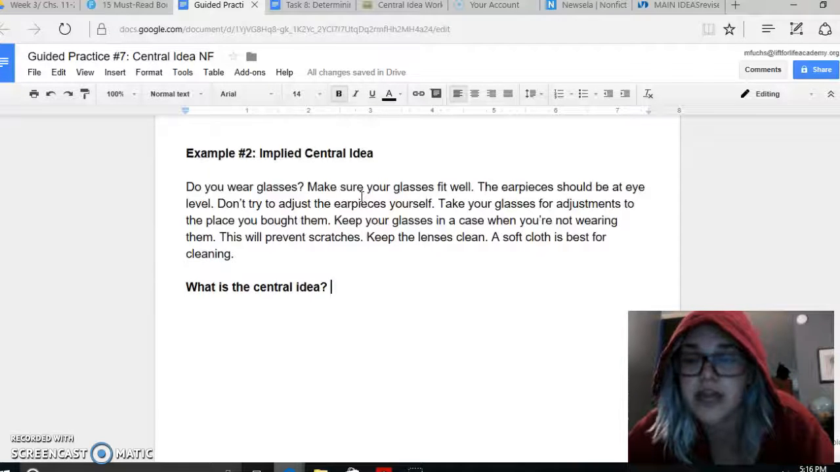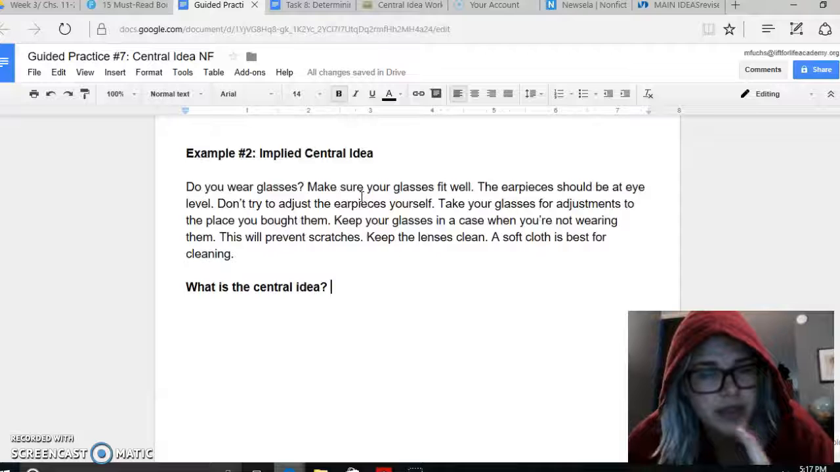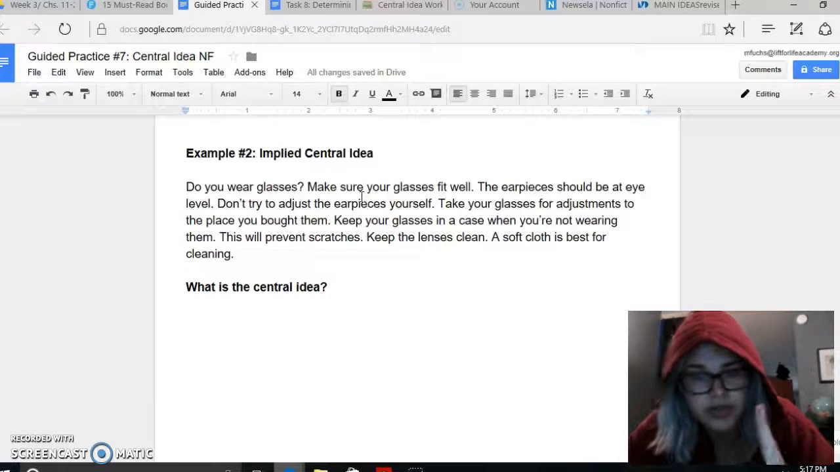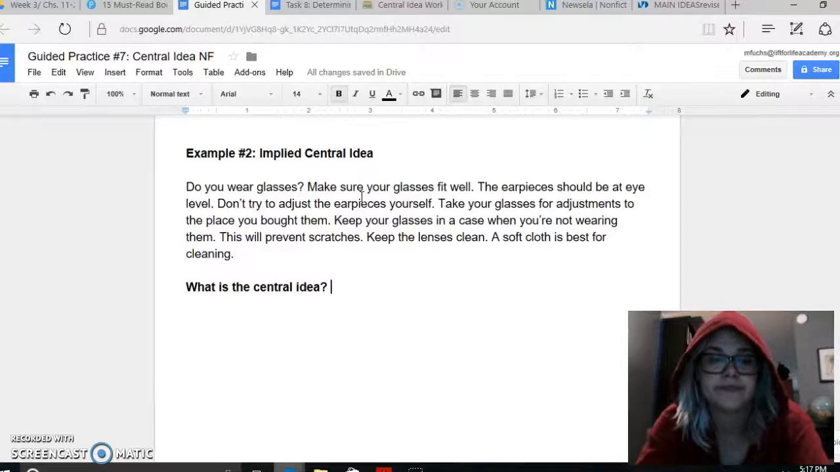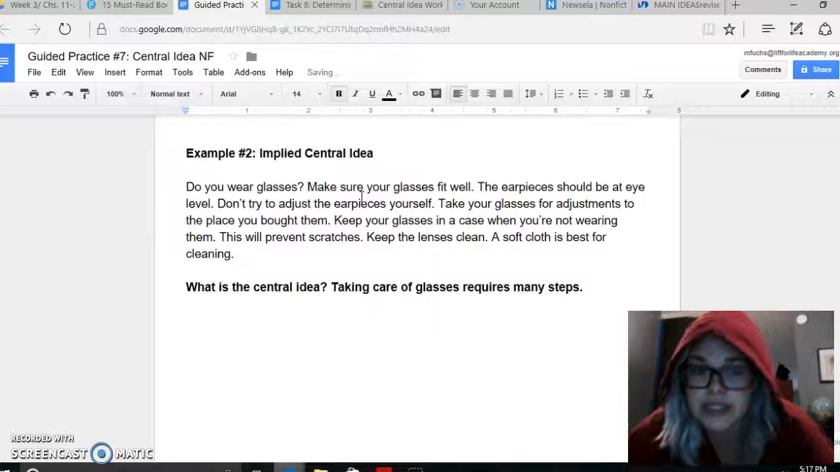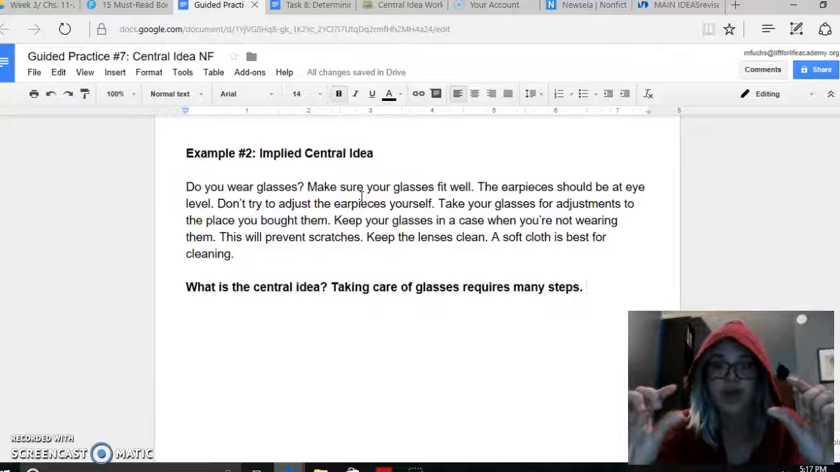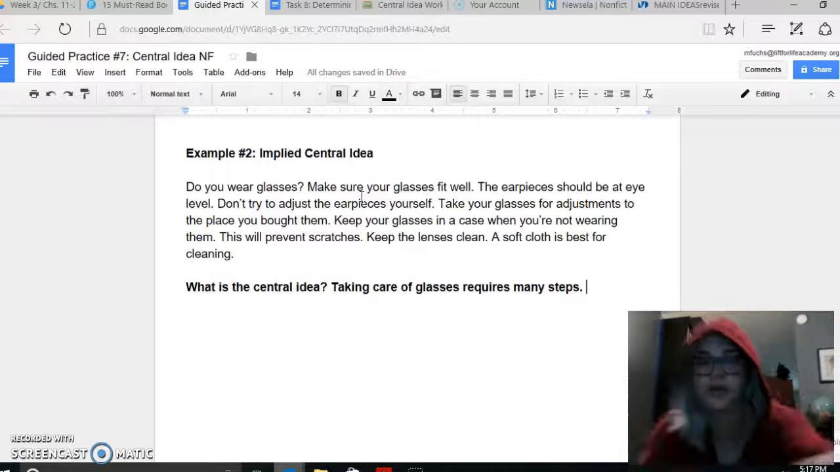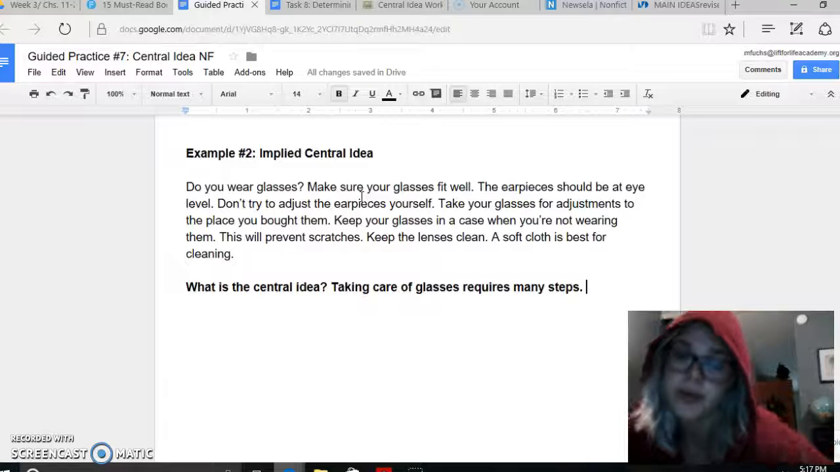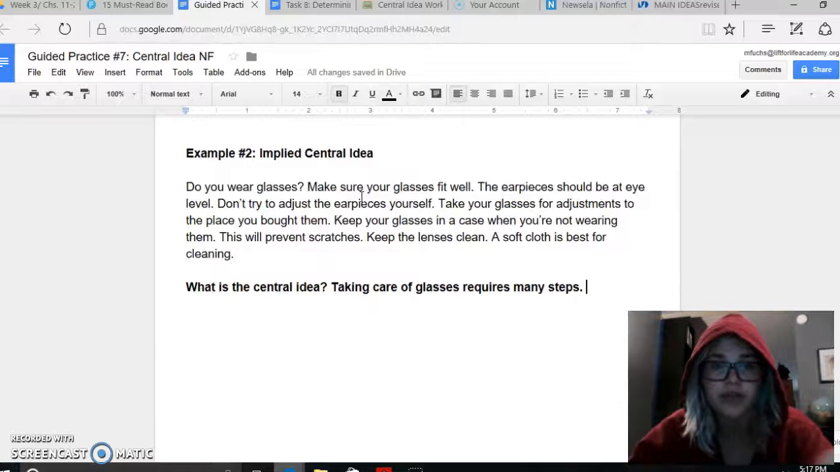So it gives us a ton of steps, and all those steps can be thought of as details. Ultimately, the main topic it's talking about is glasses, but what is it trying to tell us about it? It is as simple as this. Taking care of glasses requires many steps. That's the central idea of this tiny little paragraph. And then your supporting details are how it shows you step by step what you need to do. But overall, taking care of glasses requires many steps. There it is. There's your central idea.